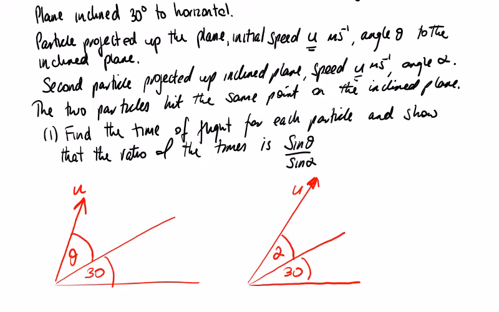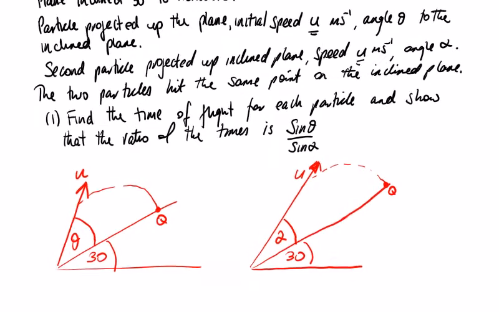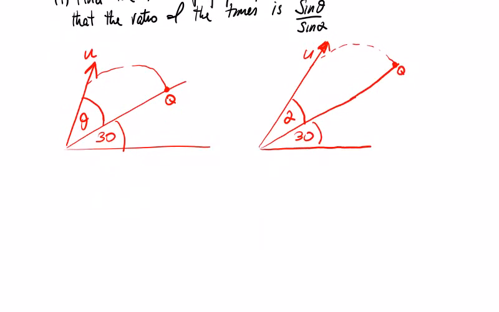The two particles hit the same point on the inclined plane. So let's just see where it is. Call this point Q. So find the time of flight for each particle and show that the ratio of the times is sine theta over sine alpha. Okay, so the times.